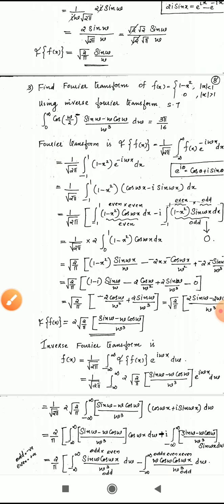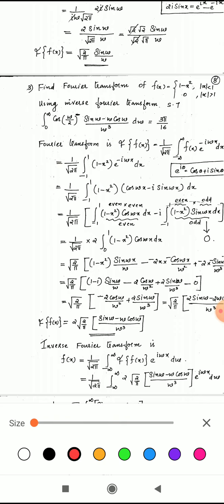Next, the function is 1 minus x square into e raised to minus i omega x dx. We know that e raised to i theta equals cos theta plus i sin theta. So, write e raised to minus i omega x in that form, cos omega x minus i sin omega x, dx. Then separate the terms. We get integral minus 1 to 1 of 1 minus x square into cos omega x dx minus i into integral minus 1 to 1 of 1 minus x square into sin omega x dx.